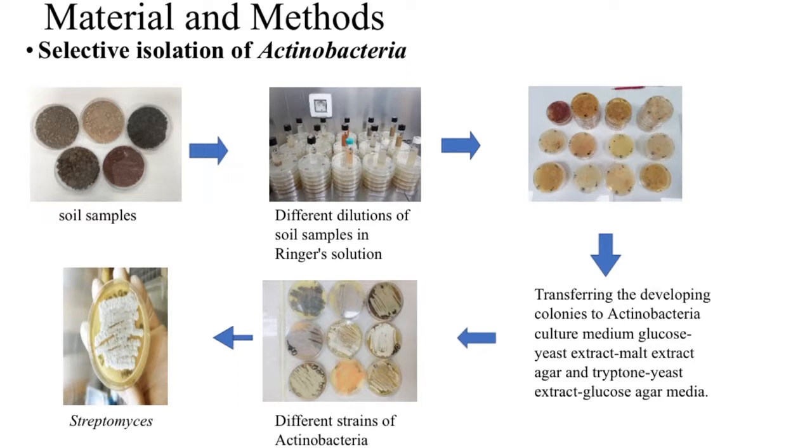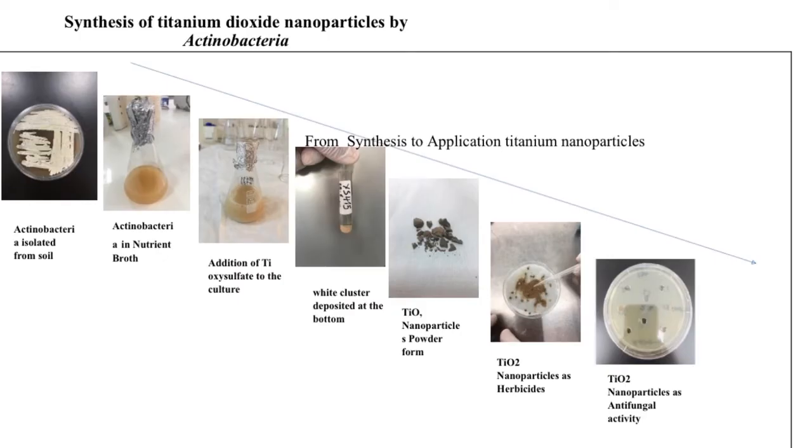Actinobacteria-like colonies were selected and purified on glucose yeast malt extract agar and tryptone yeast extract glucose media. Purified isolates were maintained in glycerol stock solution at -20. Actinobacteria isolates were inoculated into tryptone yeast extract glucose broth media and incubated for a week. Then the broth cultures were centrifuged to synthesize titanium dioxide nanoparticles.